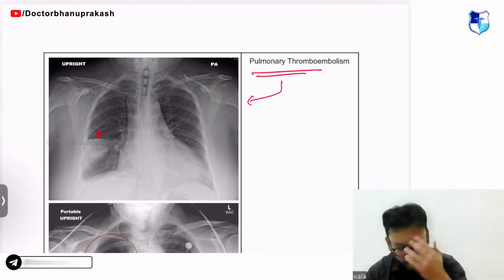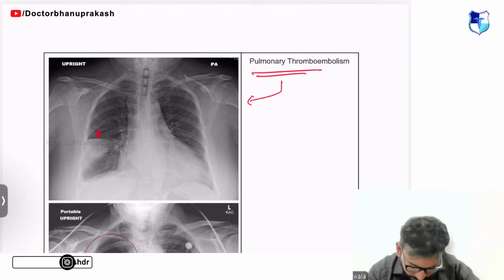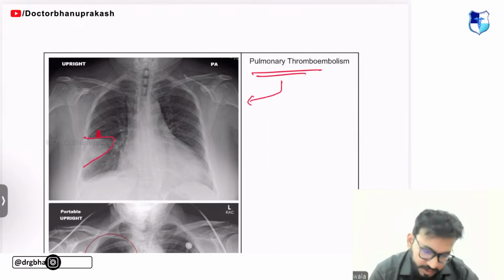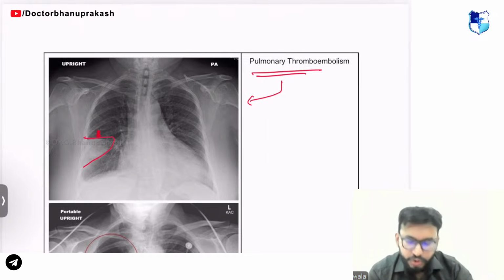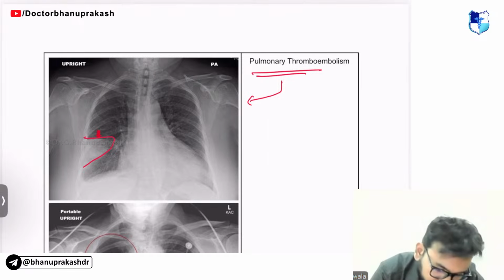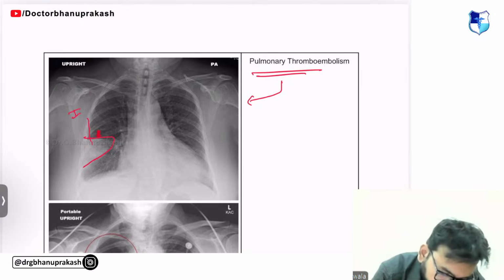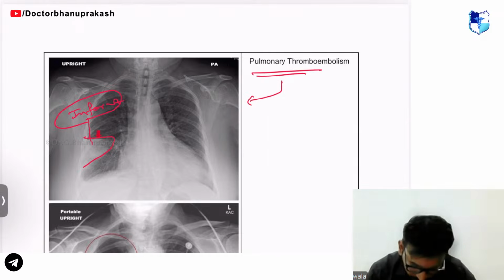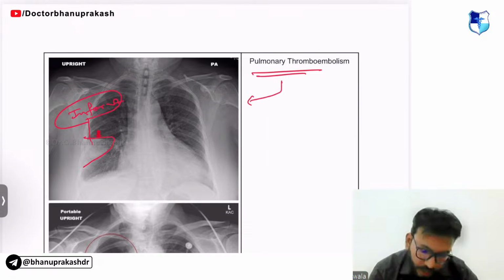Come on, try. You can be wrong. It's absolutely okay to be wrong. I have been wrong on many occasions in front of everyone. Please speak up. Yes, Jivan, absolutely correct. You can see a hump here, a wedge-shaped opacity, usually representing a lung infarct. This represents an area of infarct, guys. And this is known as the Hampton's hump.